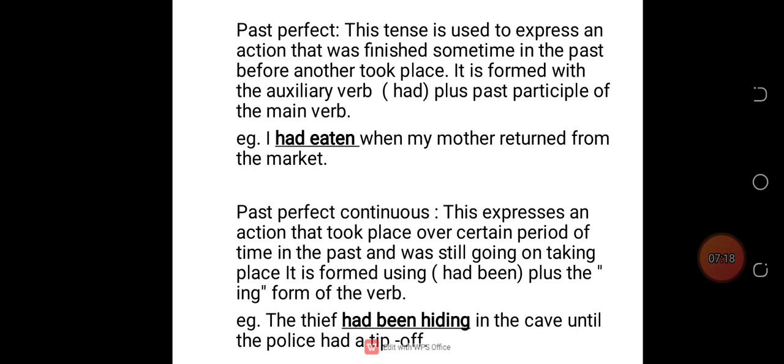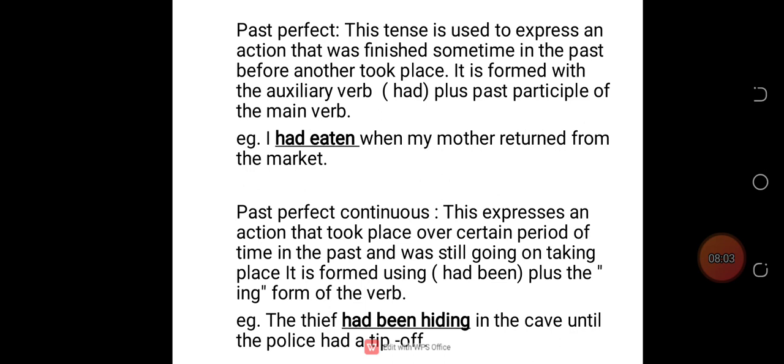With the example beneath there, we have: I had eaten when my mother returned from the market. The action there tells us that the action ended sometime in the past. But another action also took place in the past, and it also ended. I hope that is clear. Anytime we have the verb had and then the past participle form of the main verb, we should know that we have formed the sentence in the past perfect tense. Very good.